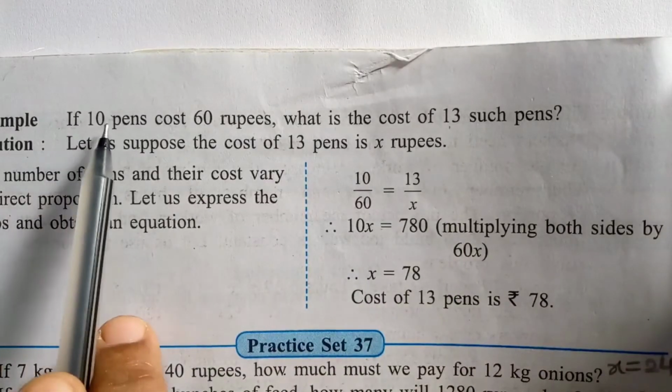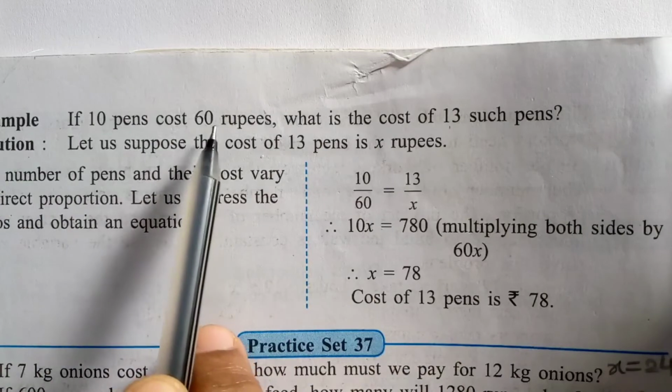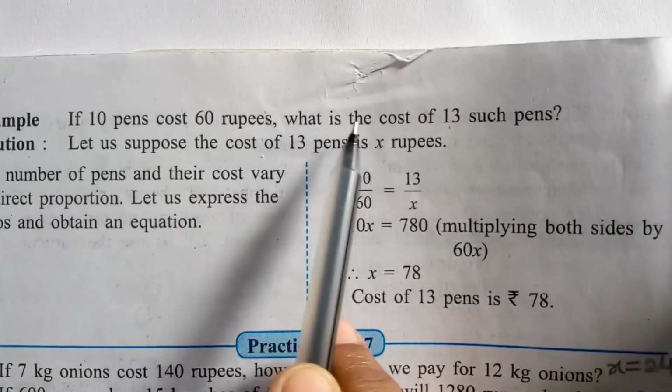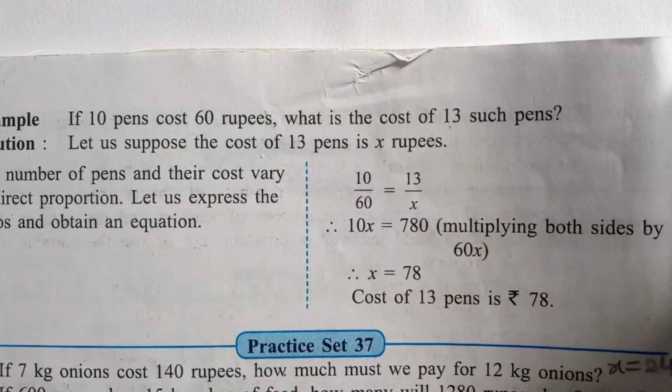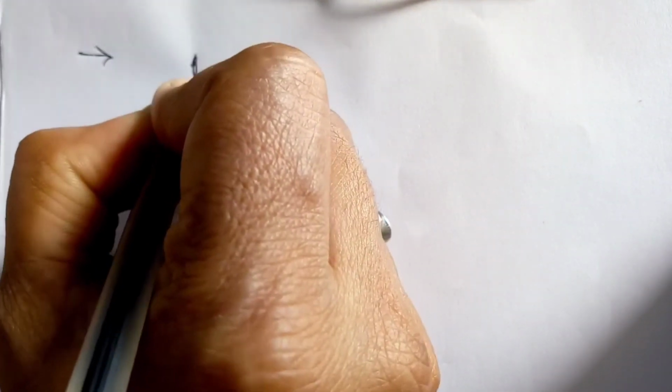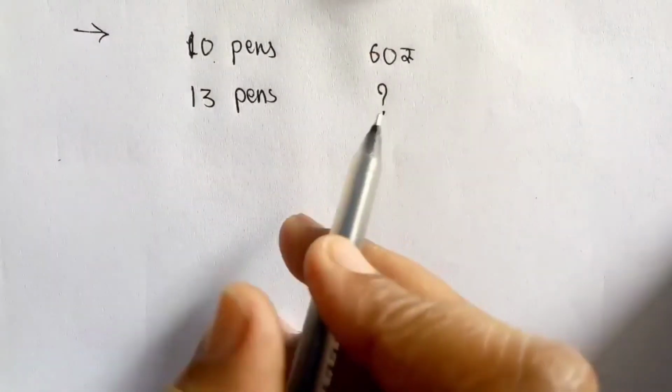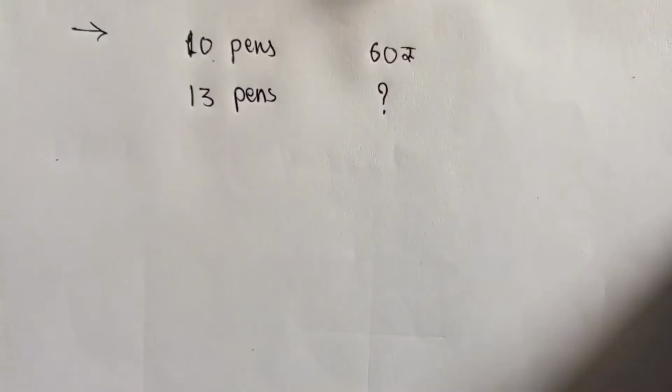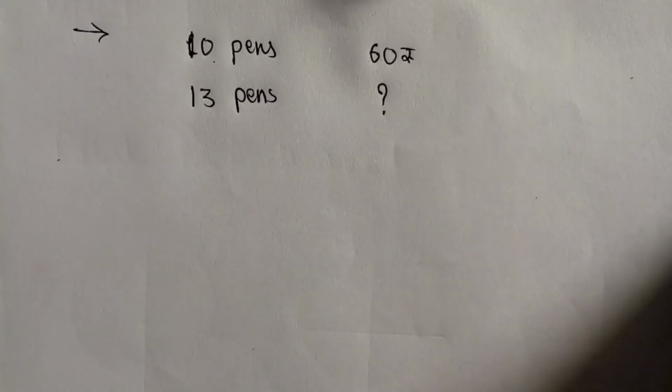So what is this? If 10 pens cost rupees 60, what is the cost of 13 such pens? Means what? Suppose 10 pens are there. What is the cost of 10 pens? Rupees 60. So this is an example of direct proportion. How we will solve that, we will see. Many methods are there, but according to your standard 7th, we will use the same method.